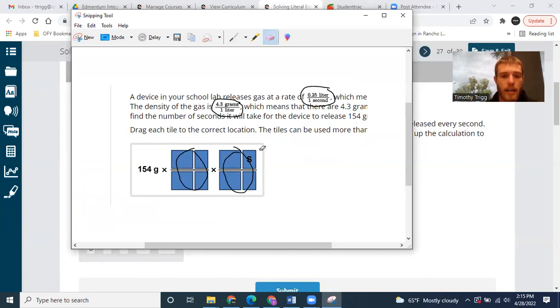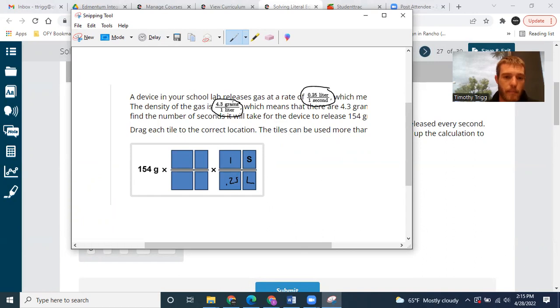Now they're already kind of giving you a hint. Do you see how this one has seconds here? Well, there's only one ratio that has seconds in it. That's this one here. So that means that one needs to go here. 1 second is 0.25 liters. Okay, so 1 second, 0.25 liters. Notice I had to flip this ratio, but that's okay. You're allowed to flip these ratios however you want.